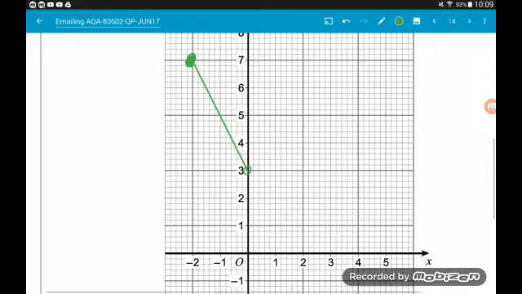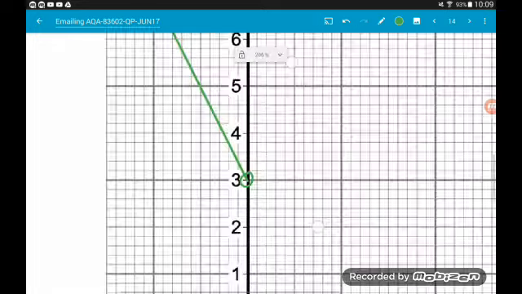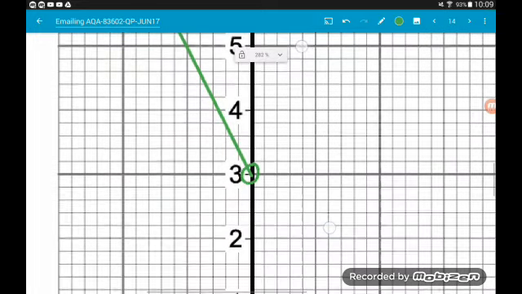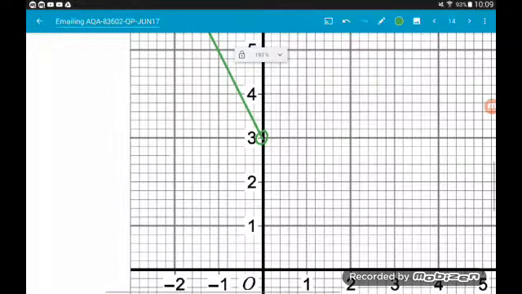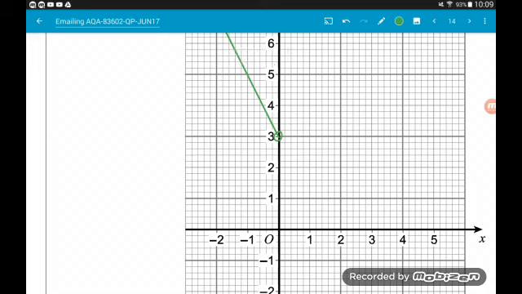So again, we've got a coloured in dot down at minus 2, 7, because x is allowed to equal minus 2. But then we've got a hollow dot here at x equals 0, because it's not allowed to equal 0. Okay, on with the next.